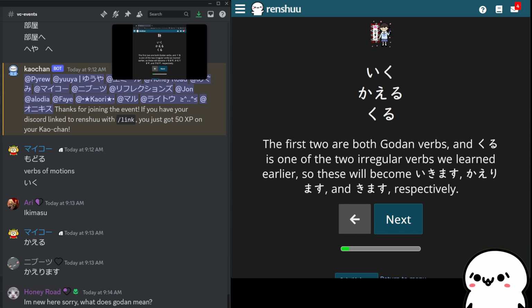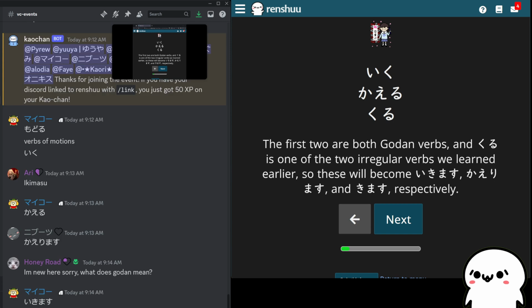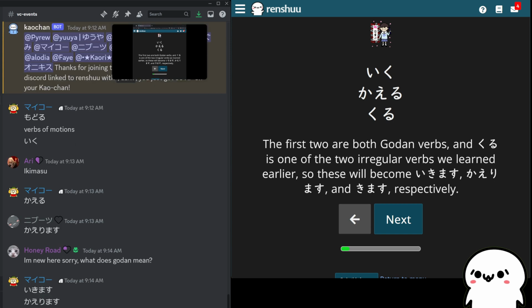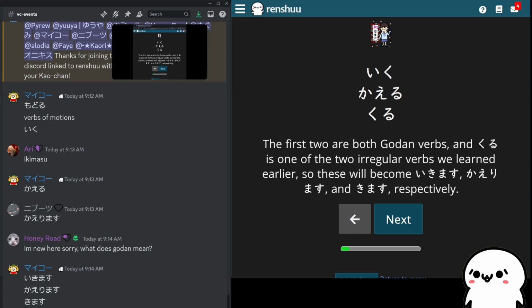And Honey Road, I'll point you to the lesson at the end of today's lesson that goes into it in specifics. But there are two types of verbs, and depending on if it's ichidan, which we don't have today, or godan, it describes how those verbs change when we change them to the different forms. And just hold on, we're only doing the masu forms today, so the only ones we'll be using are ikimasu, kaerimasu, and then kimasu, which I'm about to do. So just hold on to these three for now, and at the end of the lesson, I'll let you know where you can get a lot more information on it.